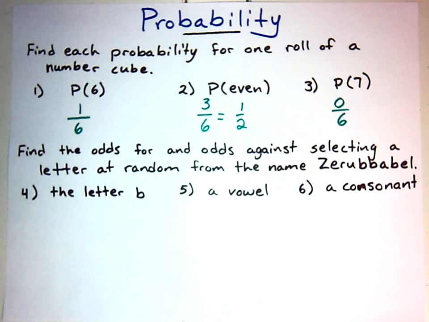In this next section, we're going to talk about odds in favor and odds against, okay? So it says find the odds for and against, the odds for and odds against, selecting a letter at random from the name Zerubbabel.